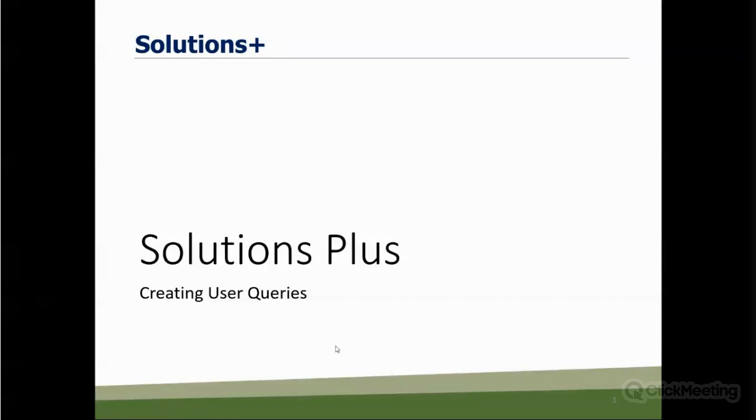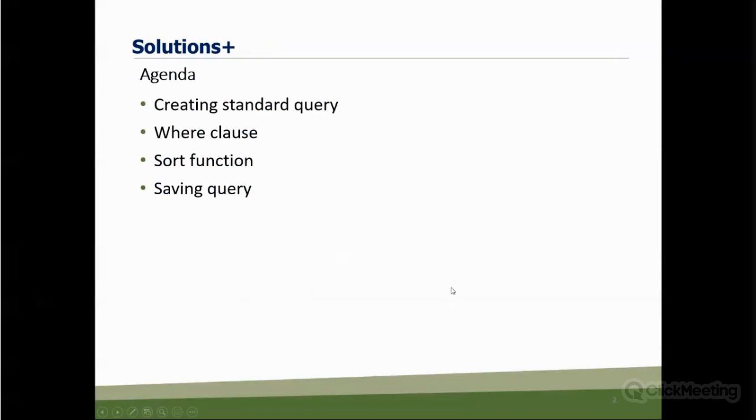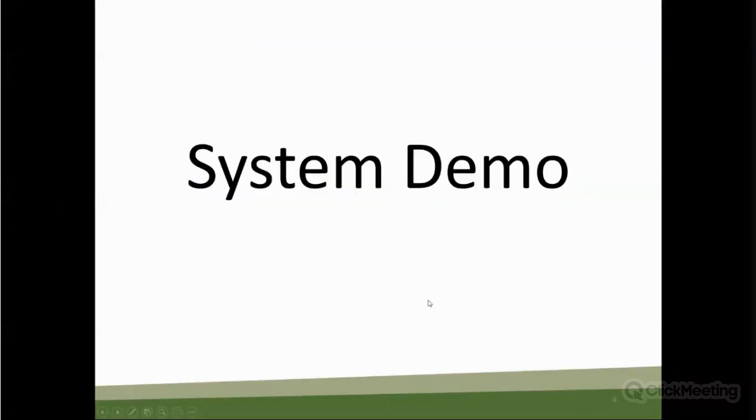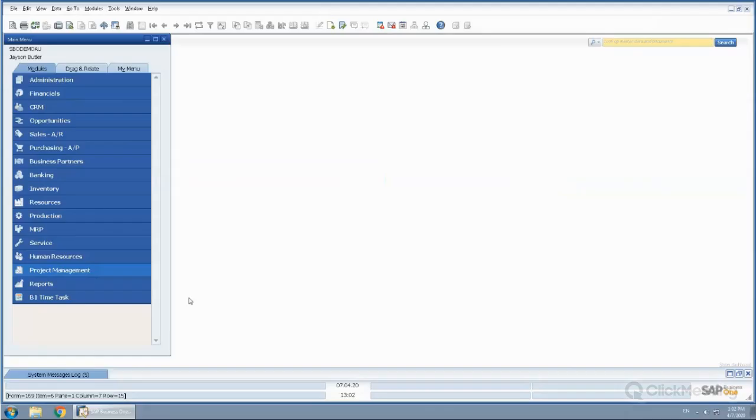Today's webinar looks at how to create user queries. I will show how to create a basic query, to add a where clause to it to filter out information, to include a sort function, to save the query for later use, and a few other tips and tricks. We're going to create a query to view sales orders. The best way to explain this is through a system demonstration, so I will move now to the Business One interface.